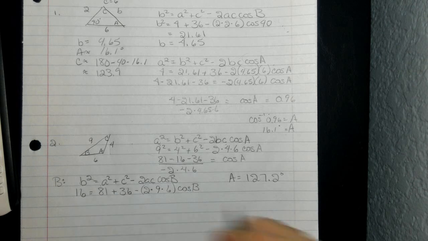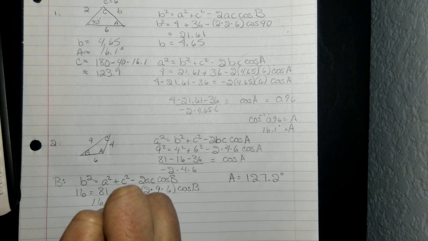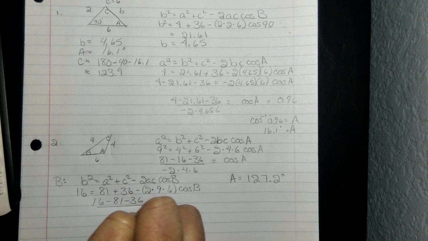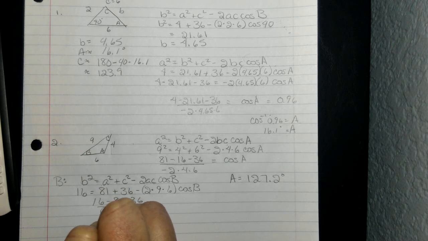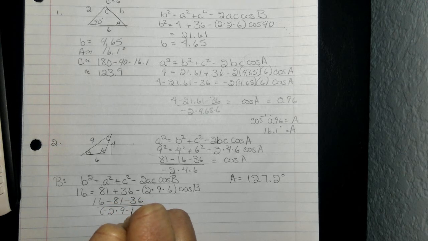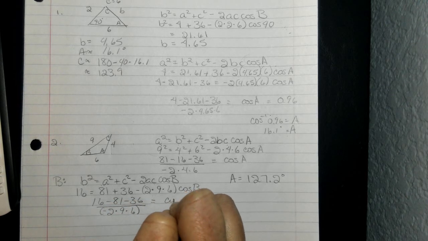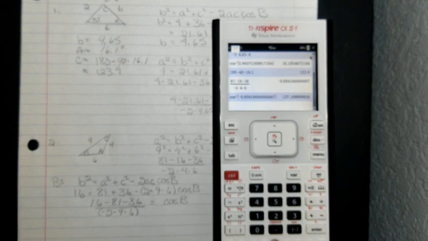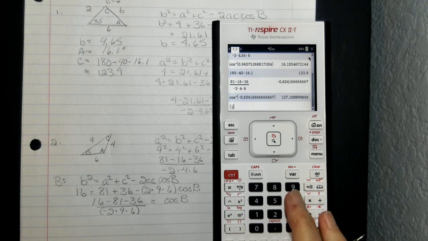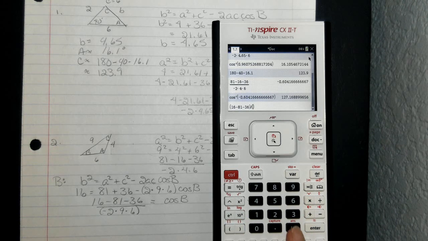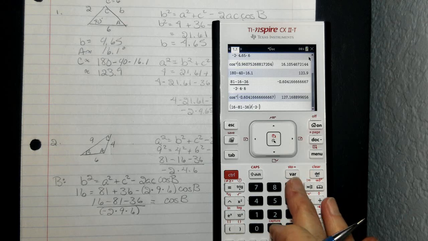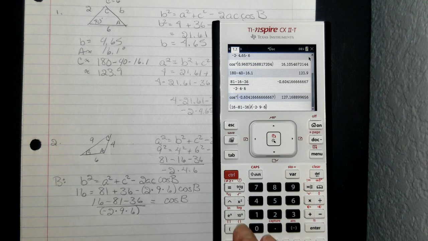All right, so let's do what we did before. 16 minus 81 minus 36 in the numerator. Divide that by negative 2 times 9 times 6. That's all going to equal cosine of B. Let's use my parentheses again: 16 minus 81 minus 36, close parentheses, divided by parentheses, negative 2 times 9 times 6, close parentheses.